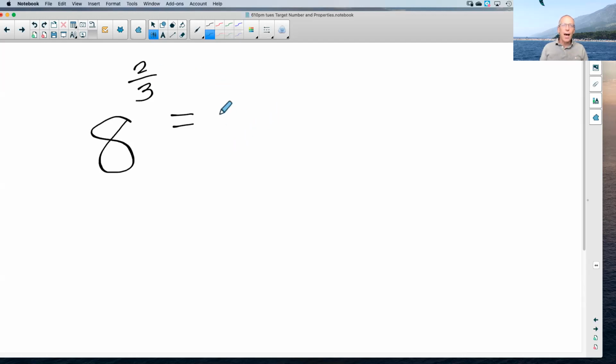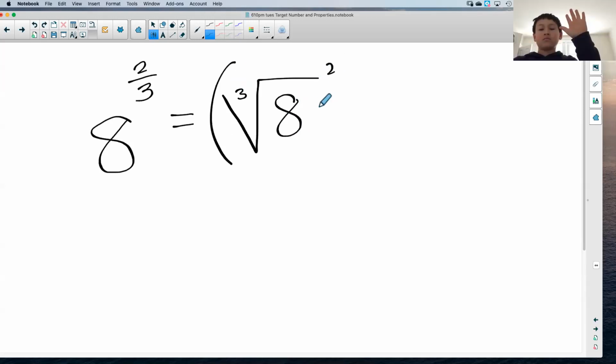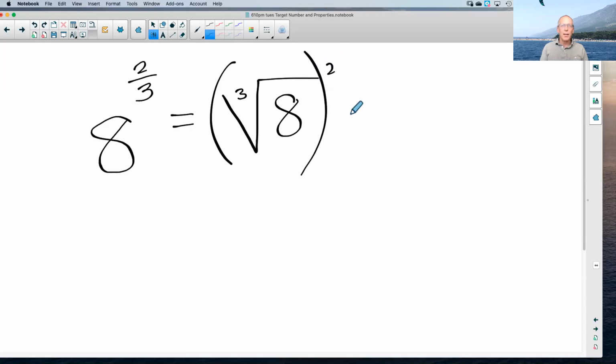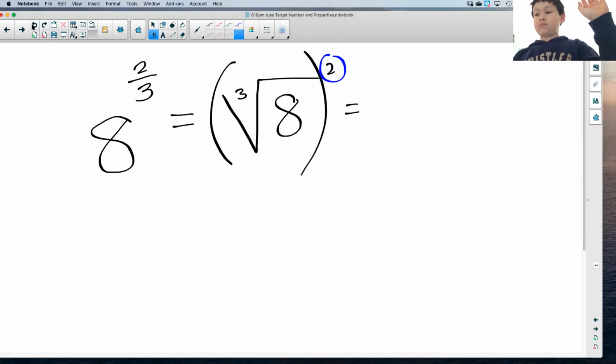I'm going to write it out as the property. Remember, 3 is the root. The 2 can be inside or outside, it doesn't matter. As I said to you before, it can be here or it can be there. And I'll prove it to you right now.